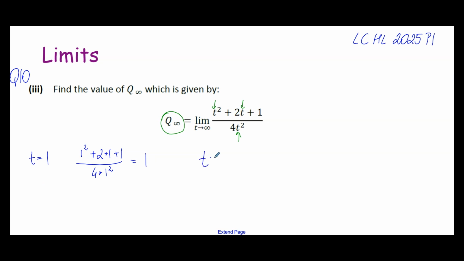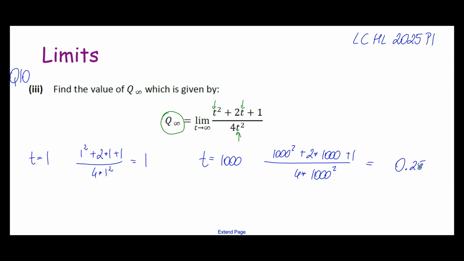Then we are saying, okay, let's increase that to 1,000. So we replace t in our calculator. It's not like we are doing it in our head, so it's fine. We take the calculator, we replace t with 1,000. And again, we press equal and we get 0.25.